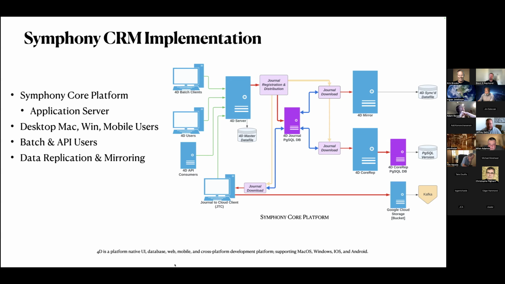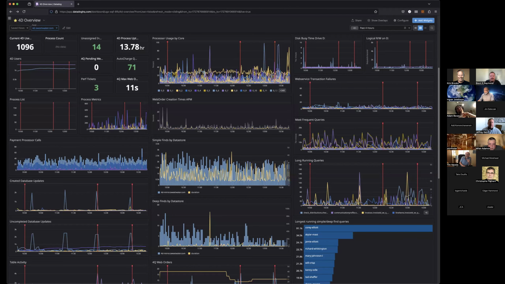I'm going to request the screen for just a minute. And this is a live look at our main dashboard that we use to monitor this server's performance. So currently on the server, we have 1,096 users connected. It's been up for 13.78 hours. And right now we have, where did our process count go? Oh, we must have lost that.